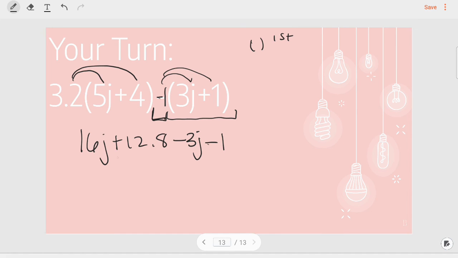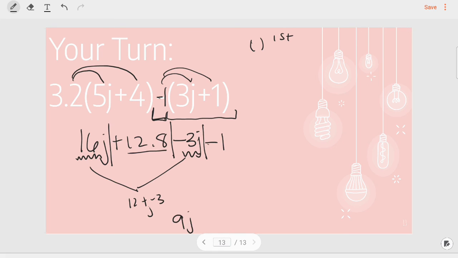Let's go ahead and separate out our terms. 16j, separate, 12.8, snip, -3j, snip, -1. Combine my like terms. Is there anything that's a like term to positive 16j? Yep, -3j. I'm going to combine 16 plus -3. Those are j's. That gives me 13j. 12.8 and -1 both don't have variables, so those are like terms. 12.8 minus 1 is 11.8. And remember to put a plus sign in between because it's positive, and that would be my final answer.